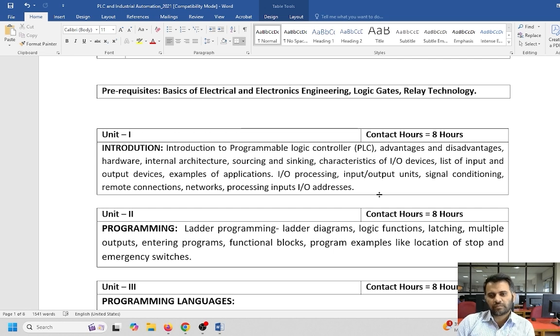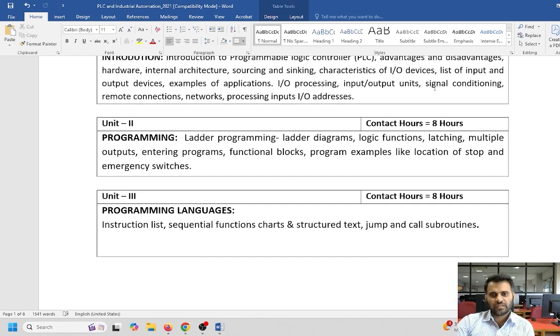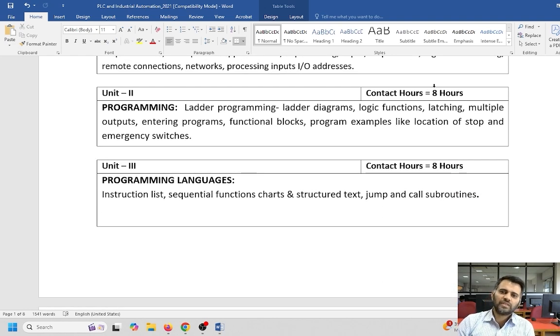We will also study how the signal is conditioned when it is received from the field devices. Then what the types of remote connections available for connecting a PLC are, and what the networks and the processing inputs of IO devices are. Unit 2 will have programming, basically the ladder logic and the instruction list, which we will study here.